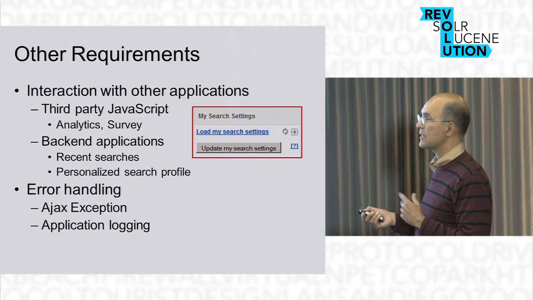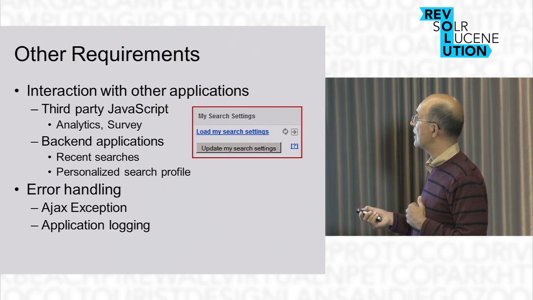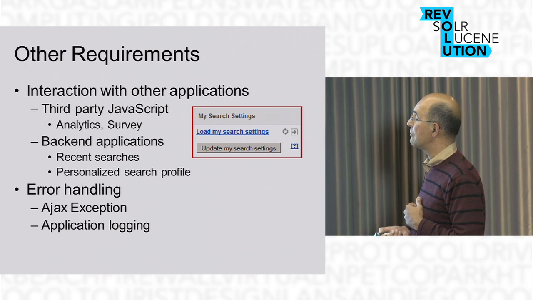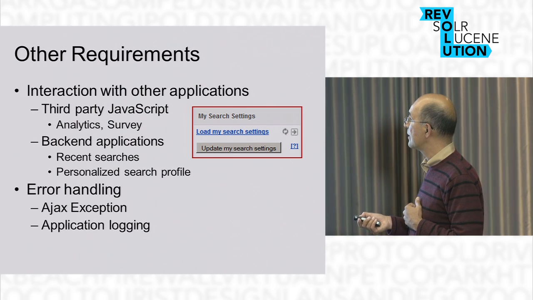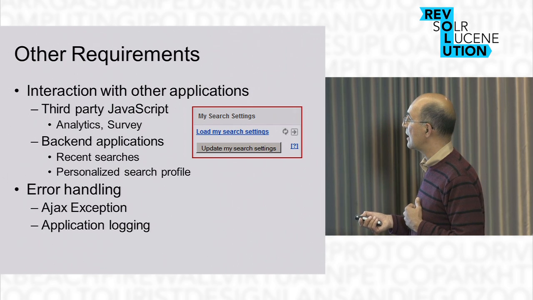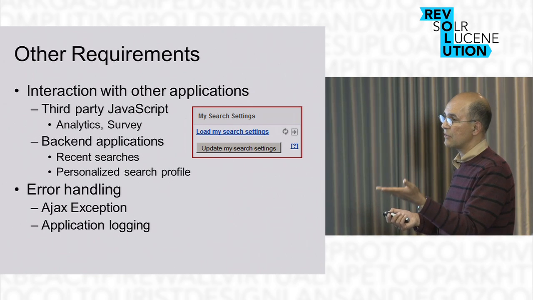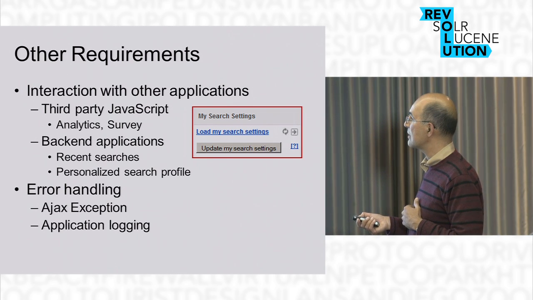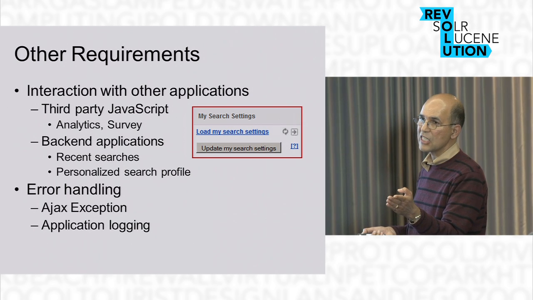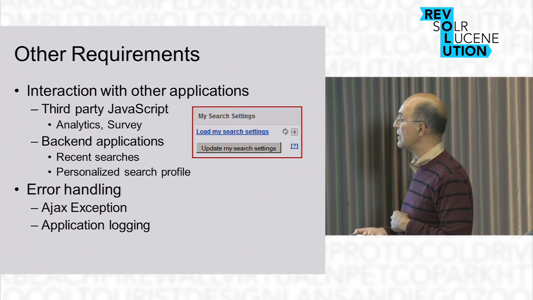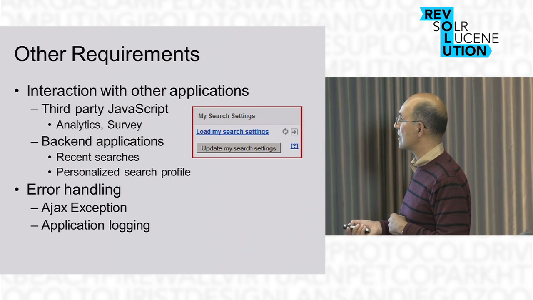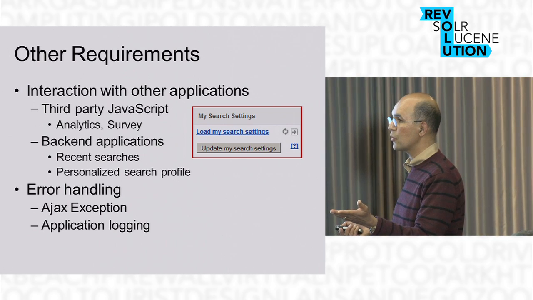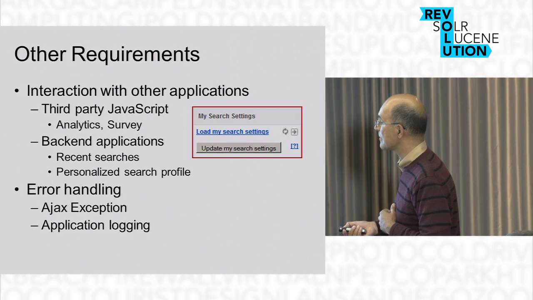An example of third-party was, as I said, the analytics service that we use. In our case, we use Omniture. There's Google Analytics too. Survey, for example, we would use that too. On the backend, we have an application that shows the user the recent searches per session. So we needed to somehow capture that information, and the way we did that is by an AJAX call back into the backend server, saving it in the user's session. And for personalization, that's another AJAX call to save that information in the database.